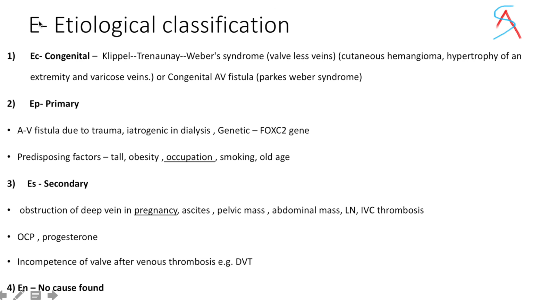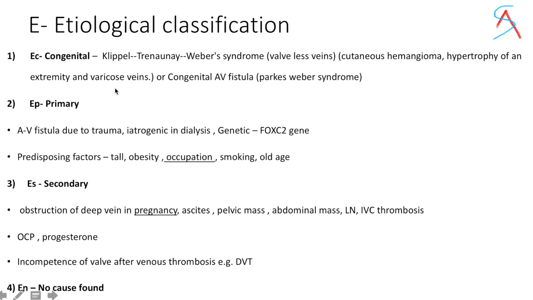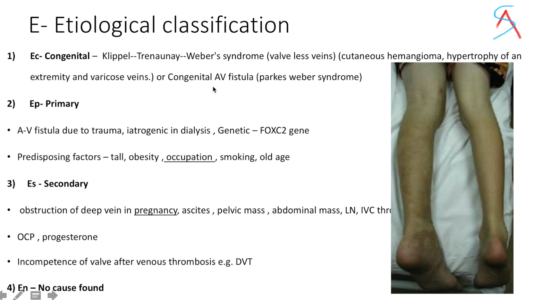After C, next is E. E stands for etiology. If the etiology is congenital, like in Klippel-Trenaunay syndrome, which is known as valveless disease, in this there are no valves in the veins. It has a triad of cutaneous hemangioma, hypertrophy of extremities, and varicose veins. Or there could be congenital AV fistula, like in Parkes-Weber syndrome.